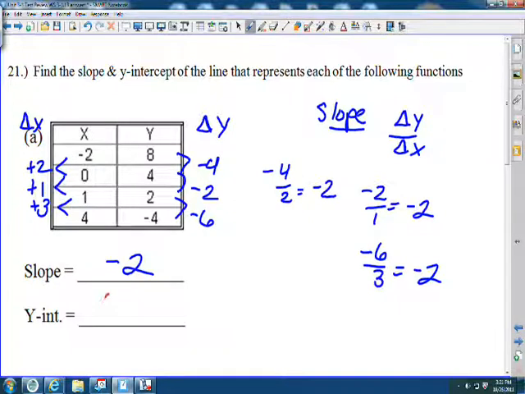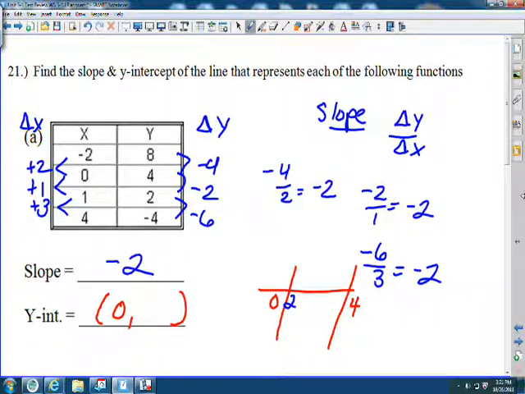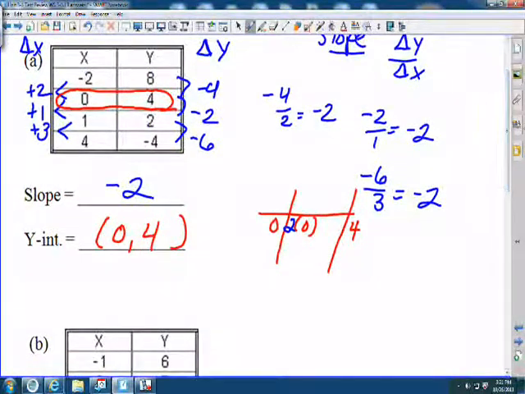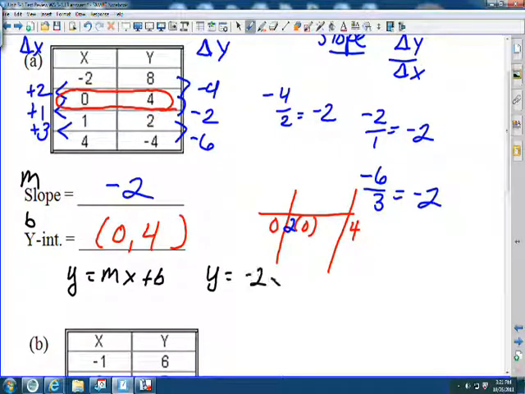Now my y-intercept, remember, it is 0 and some number. I can go through and build a table and use like 0, 4, and put my slope in there, take my slope times my x and find my y-intercept. But look, it's already labeled right here. So it's 0, 4. Can I write my equation? I sure can. Y equals, remember, mx plus b. Slope is the m, b is the y-intercept. Y equals negative 2x plus 4. Let's look at the next one.